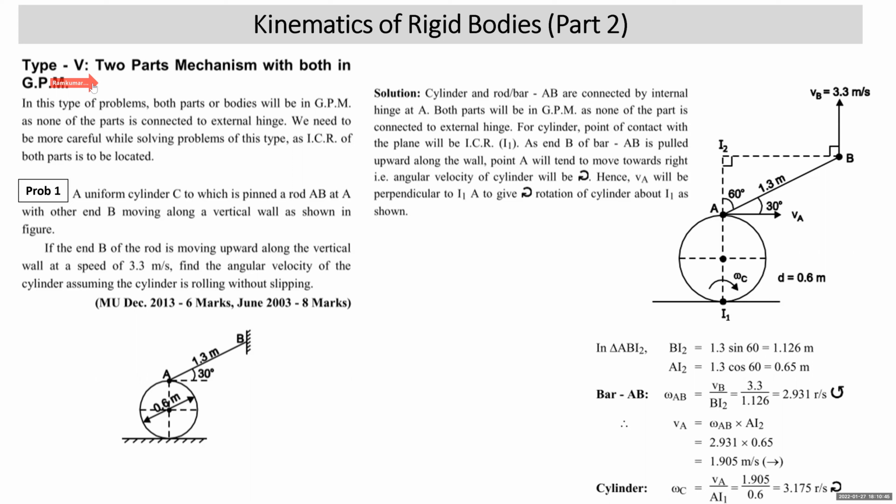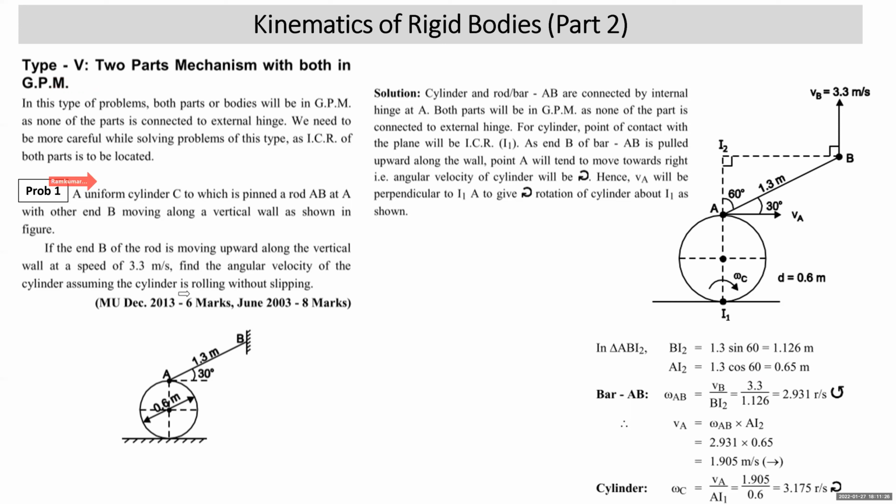In this problem, the two parts, whether two bars, or 1 bar and 1 cylinder, or 1 wheel, are connected by an internal hinge, but none of the parts is connected to an external hinge. So that's why both the parts will be in general plane motion. As in this mechanism, there are 2 parts which are in general plane motion. So 2 ICRs will be located, one for each part. So this type is considered to be slightly difficult. So we need to be a little more attentive.